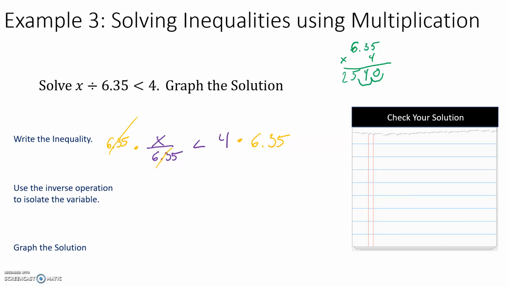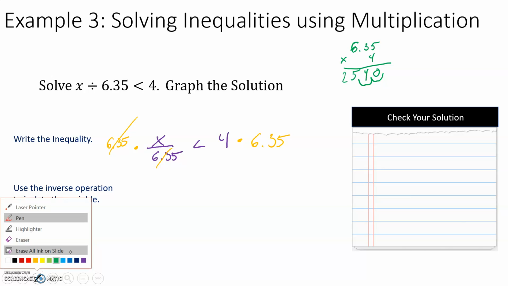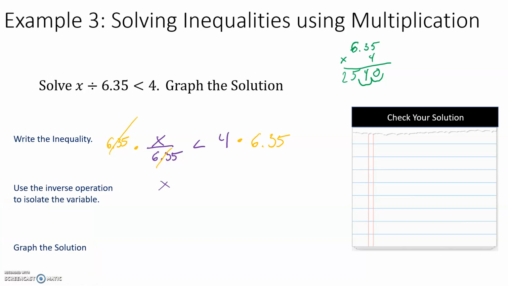All right, so my inequality is x is less than 25 and 4/10. Then get rid of that second 0 because it's to the right of the decimal. So it's 25 and 4/10. Okay, now let's plot it. It's a little bit different of a number line, but it's still the same.